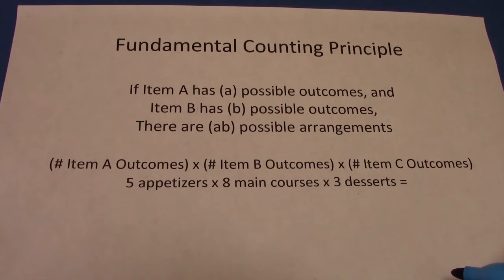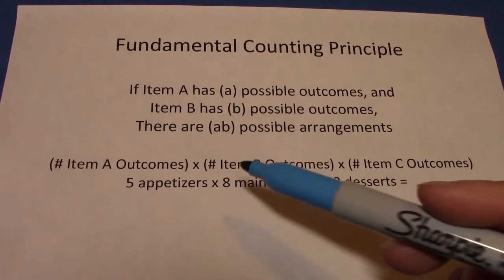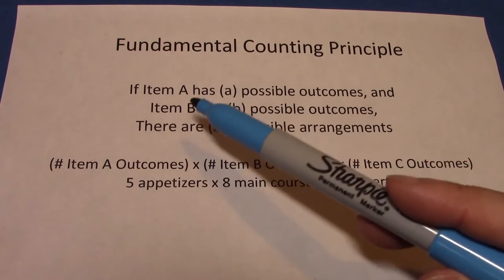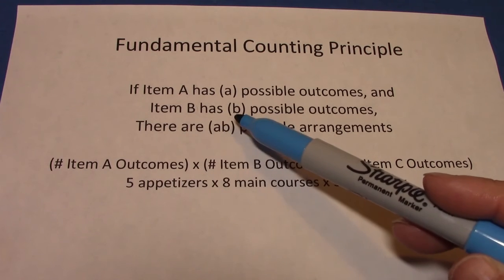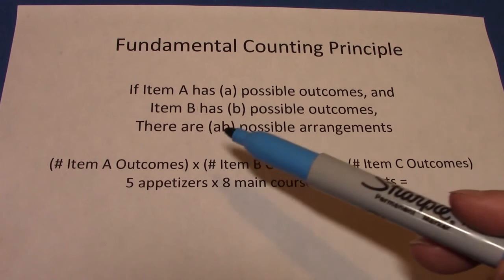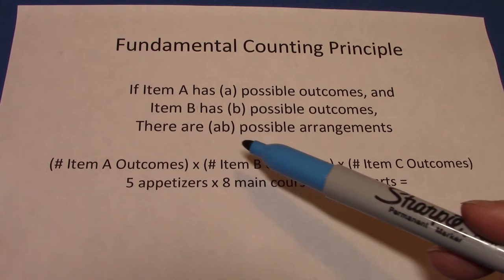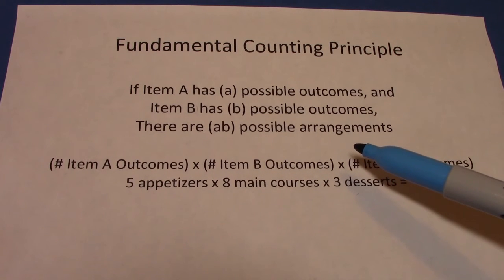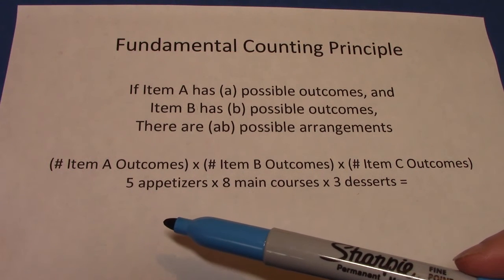There are many different ways to select and arrange objects, and first we're going to talk about the fundamental or basic counting principle. This says that if you have an item A that has A number of possible outcomes, and an item B that has B number of possible outcomes, then there are A times B possible arrangements of those two items. So here's an example.